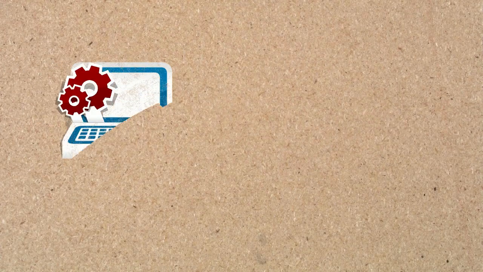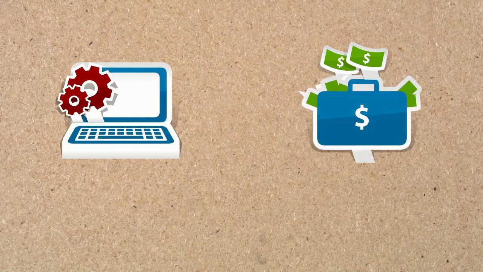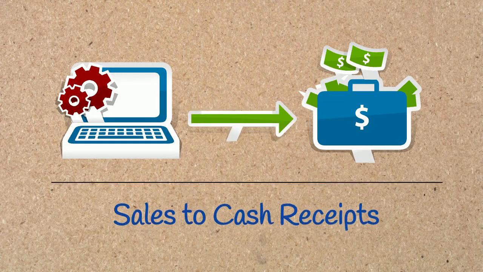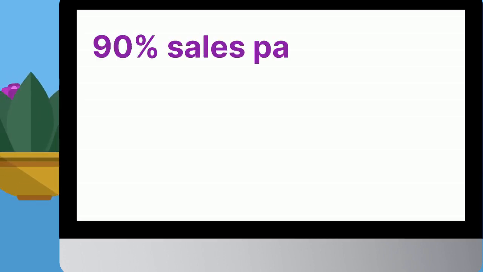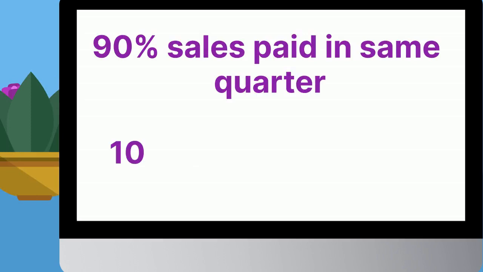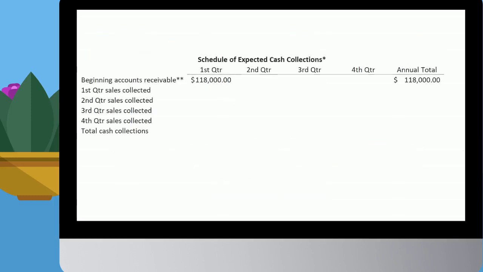While she's working on sales figures, Isabella can also calculate how much cash the company expects to be paid for these sales and the timing of these cash receipts. Isabella will need this information to construct her cash budget later. Based on past history, Isabella estimates that 90% of all sales are paid in the same quarter as the sale. 10% are paid in the following quarter. With that knowledge, she can construct a schedule of expected cash collections to go along with her sales budget.